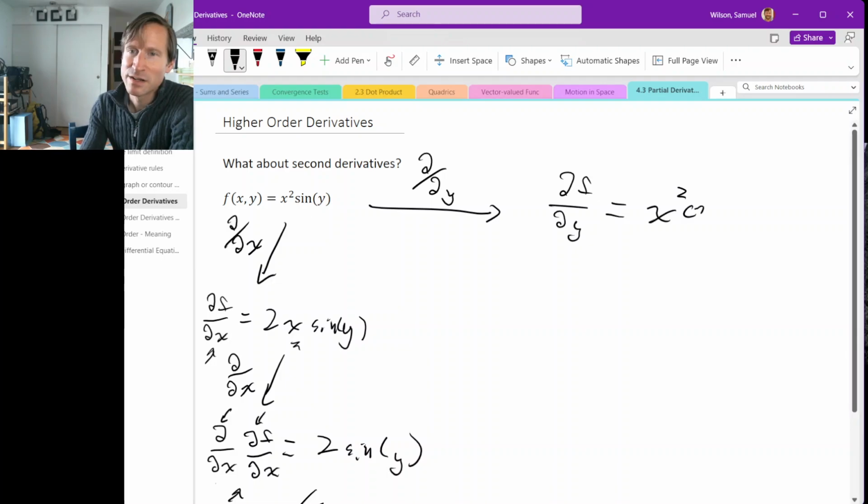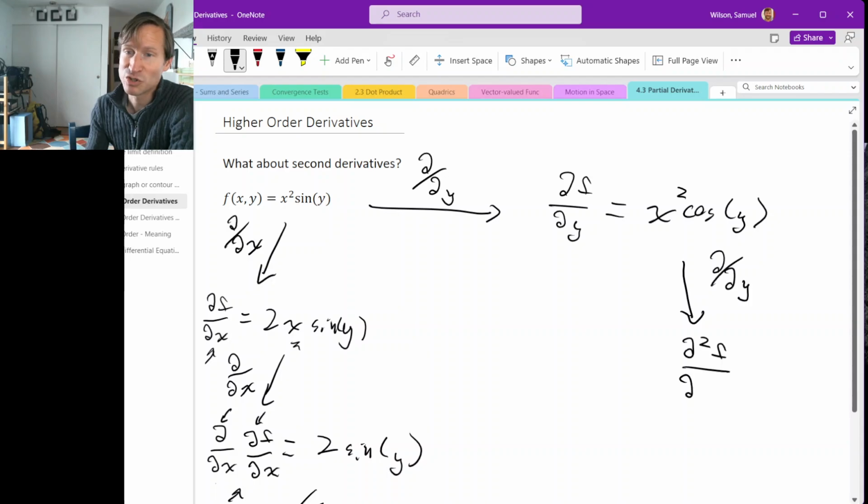And then if we wanted a second derivative, we just hit it with partial y again. That would give us partial squared f partial y squared. So just take another derivative, treating y like the variable and x like the constant. The x squared part slides outside the derivative because it's behaving like a constant, and the derivative of cosine y is minus sine y. So there's our second derivative with respect to y.